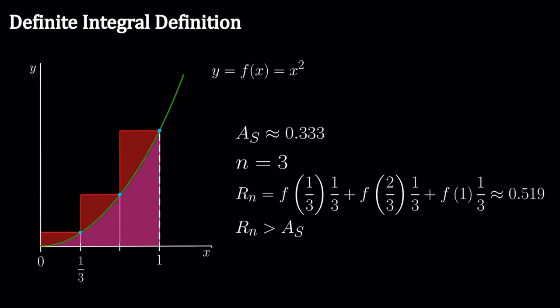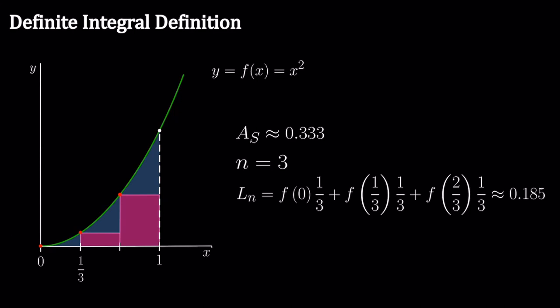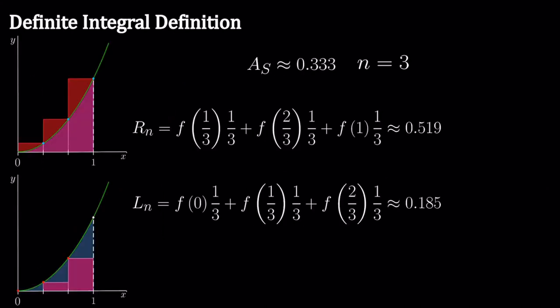these n approximating rectangles. Next, instead of using the right endpoint of each subinterval, let's use the left endpoint to build the height of each rectangle. The sum of the areas of these 3 approximating rectangles, L sub n, returns an underestimation of the true area A. Notice that we can repeat this procedure with a larger number of subintervals or rectangles to obtain better estimates.